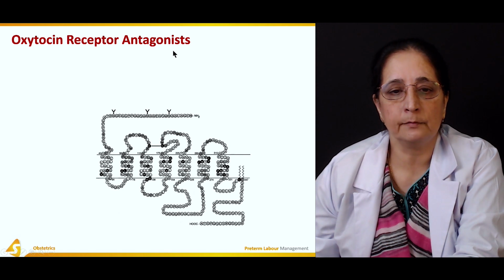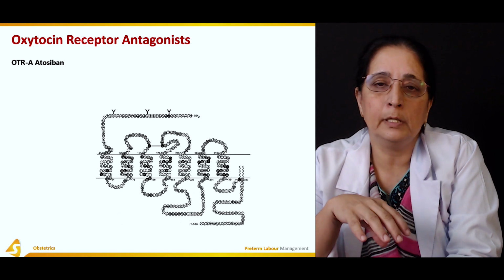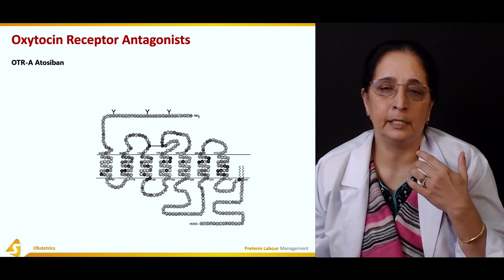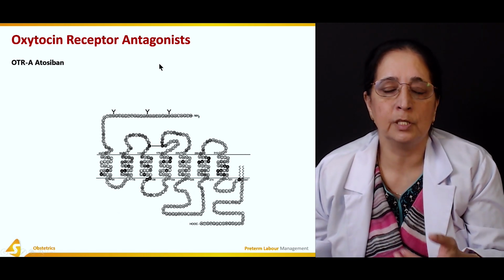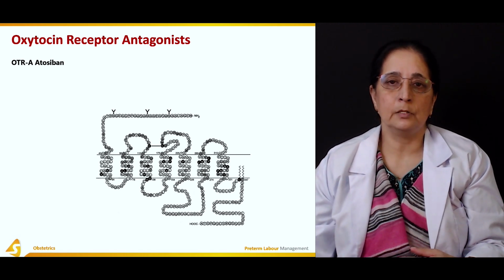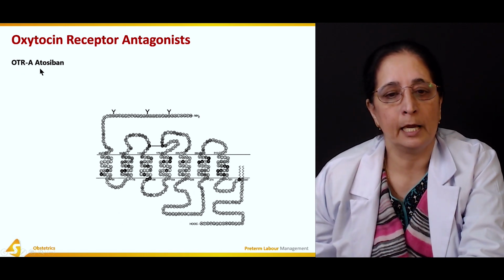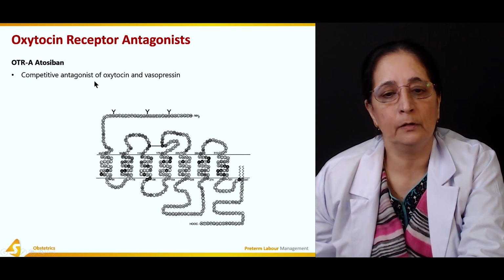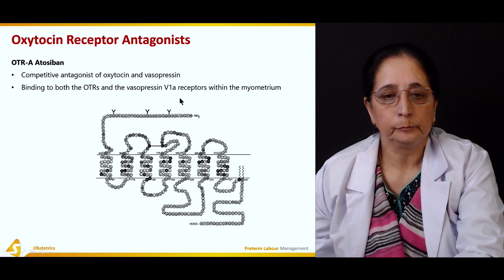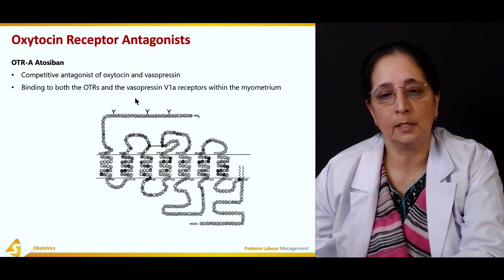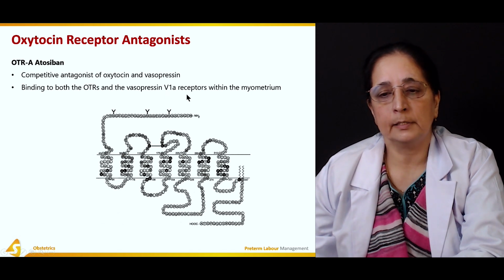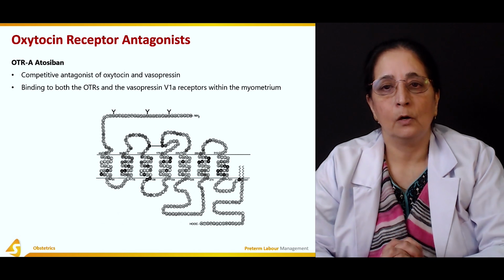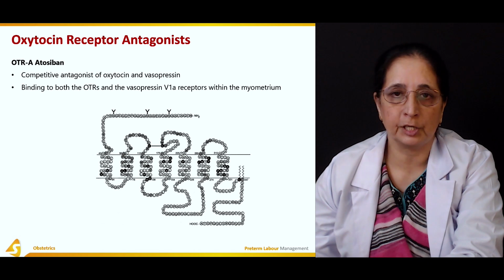Oxytocin receptor antagonist. We already mentioned oxytocin is the hormone that causes contraction of the uterus at the time of the onset of the labor. So anything that can decrease the level of oxytocin, or any oxytocin receptor antagonist, can decrease the contraction of the uterus, like atosiban, which is the oxytocin antagonist. It is a competitive antagonist of oxytocin and vasopressin, binding to both the oxytocin receptors and the vasopressin receptors. This causes a decrease in the availability of vasopressin and oxytocin and leads to the prevention of the contraction of the myometrium.